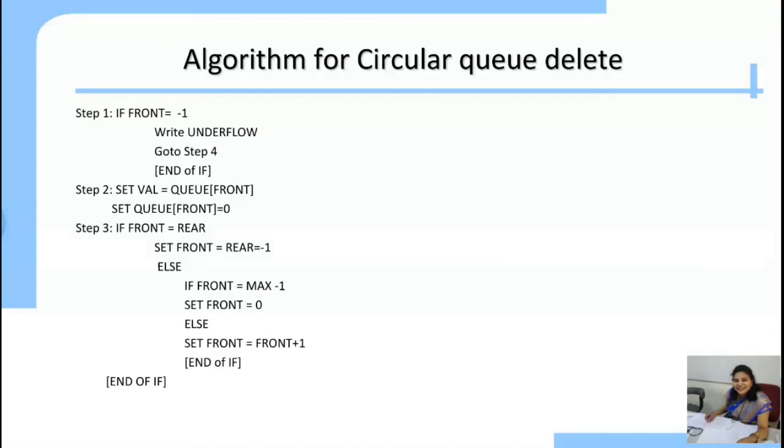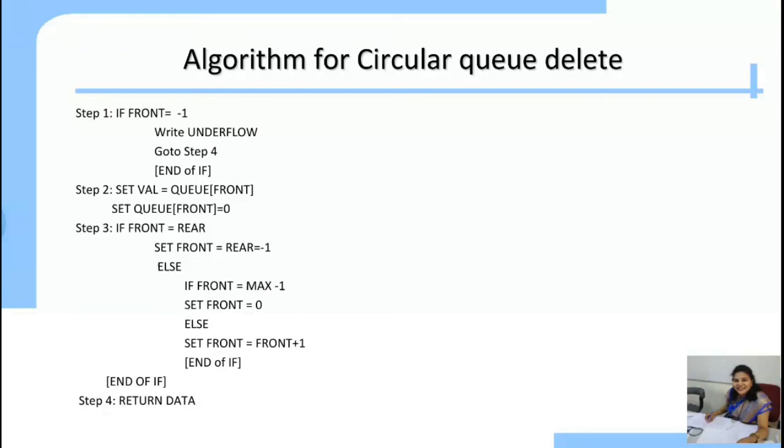Otherwise, if what you are deleting is not the last element of the circular queue, then again check: if front is equal to max -1, which means the front has reached the last location, rotate the front by setting front is equal to 0. Otherwise, increment the front by 1. And the last step is to return the data.